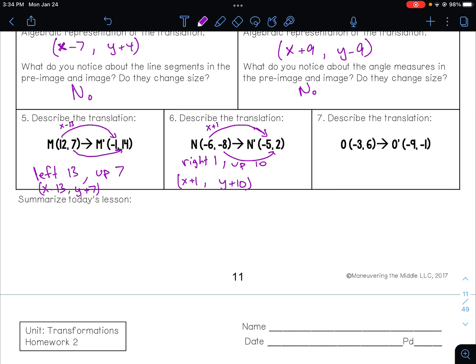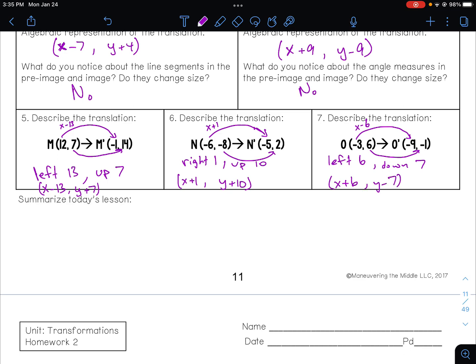Lastly, from O to O prime, let's see what's happening to our x's. Is it moving right or left? Is the number going up or down? The number goes down, so we're moving left. X from negative 3 to negative 6, so you're going down 6. So left 6. And y from 6 to negative 1, that is down. Down how much? Down 7. So x minus 6, y minus 7.